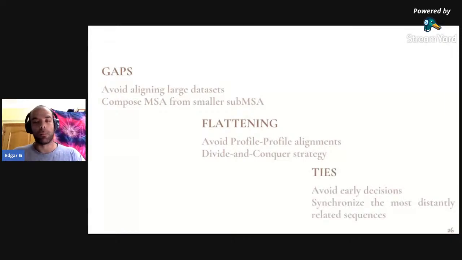And finally, to avoid ties, where we don't know which is the correct position of the nucleotide, we avoid early decisions. It means that we start with all the information, from the most distantly related sequences. Instead of starting from the bottom of the tree, where we only know a piece of the puzzle, we start aligning from the top, with the most distantly related, and we have a better overview of the whole data set.